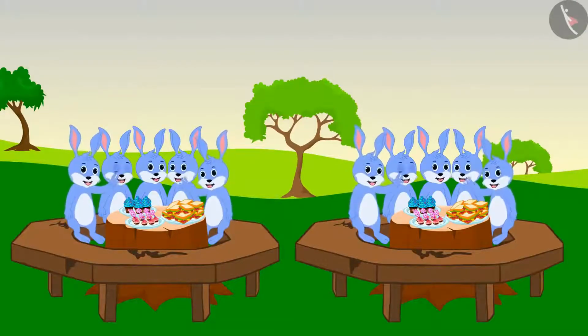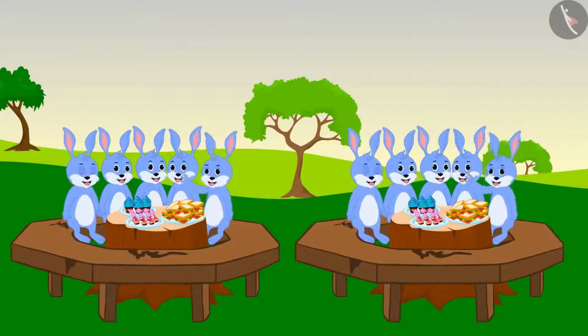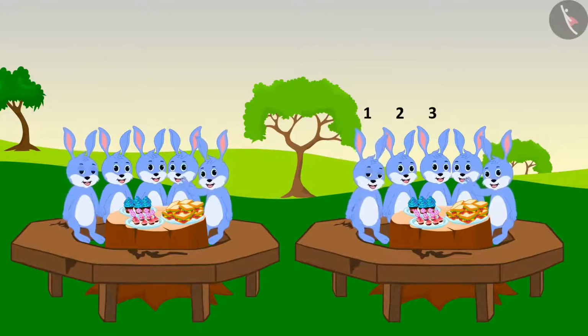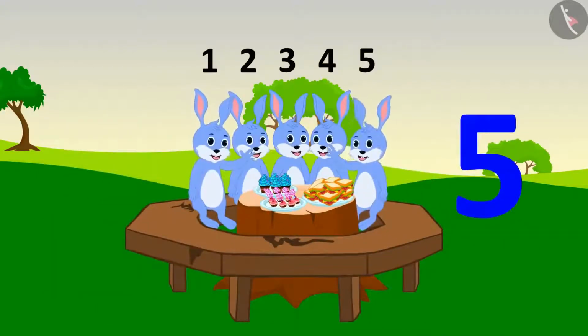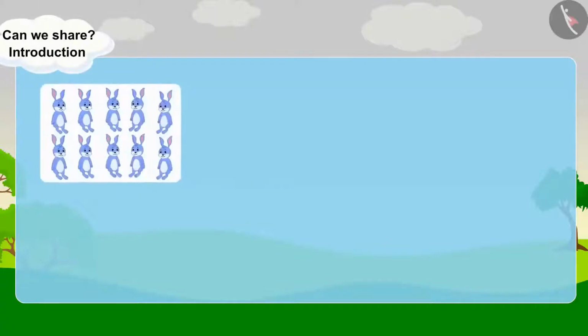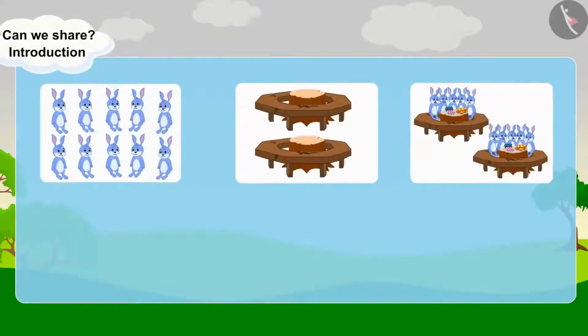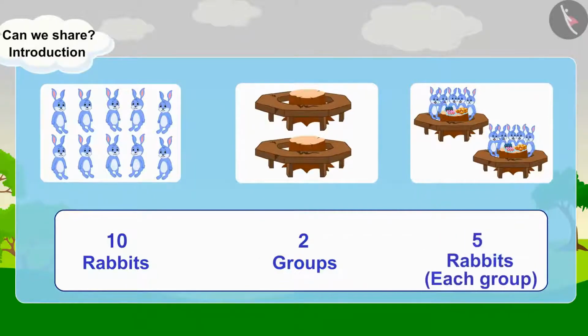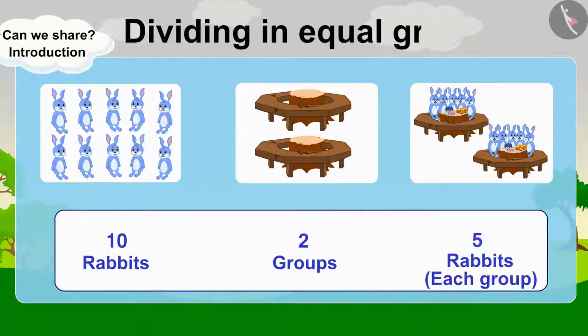There are 10 rabbits and they are sitting in 2 groups. Each group has 1, 2, 3, 4, 5 rabbits seated in them. Now, let's look at it in another way. A total of 10 rabbits are seated in 2 groups, each group having 5 rabbits. It is called dividing in equal groups.